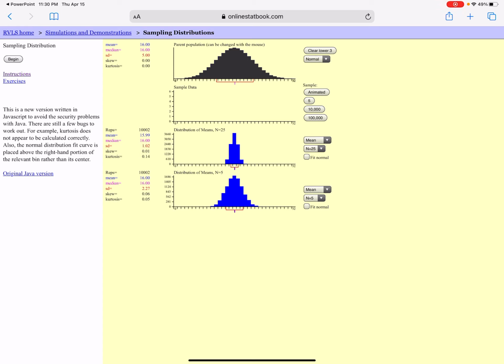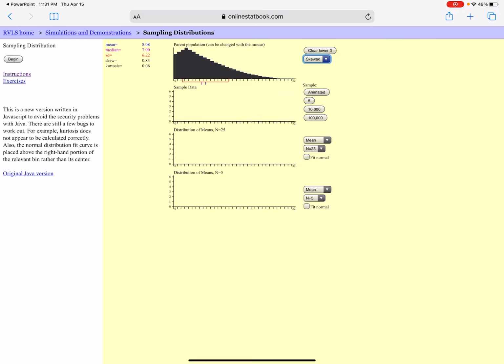If you'll notice, I keep bringing up the population distribution, which we didn't talk about with proportions. But we are talking about it with means because the sample size is going to be dependent on the distribution of the population. When the population is normal like this, it really doesn't matter what size sample you work with. But if I were to change this to be a skewed population, then I can tell you right now that a sample size of 5 is not big enough. The pattern's not going to work out.